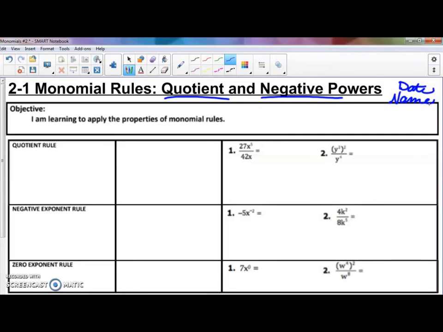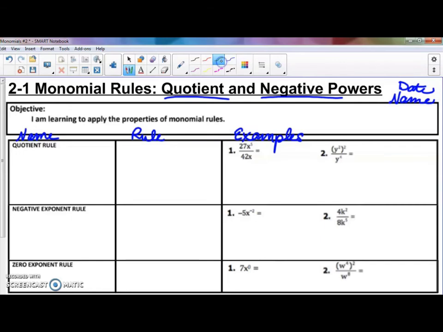If you notice down here, you can always hit pause if you need to. We're going to make our table again. We have our three columns. We have the name of the rule. We're actually going to see how the rule looks with variables. And now we have our examples. So it's very similar to what we had last time.